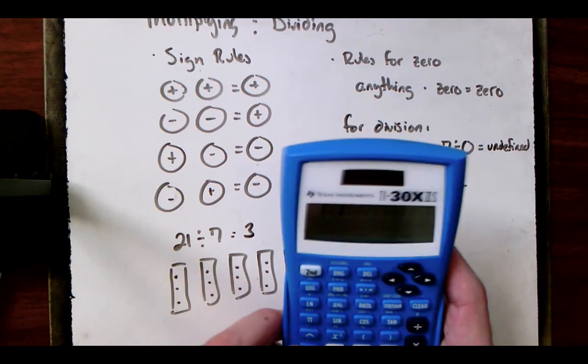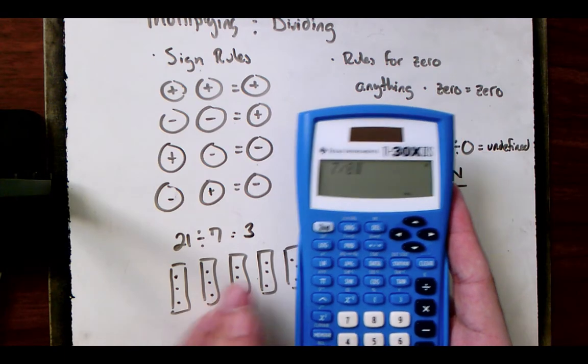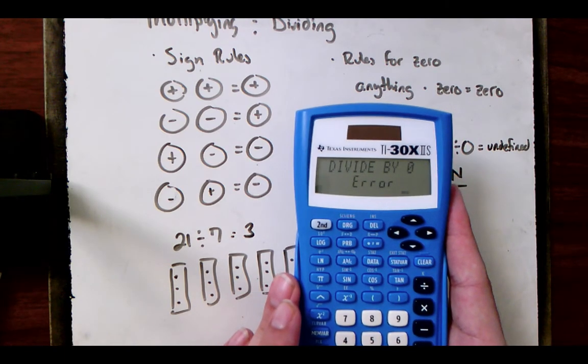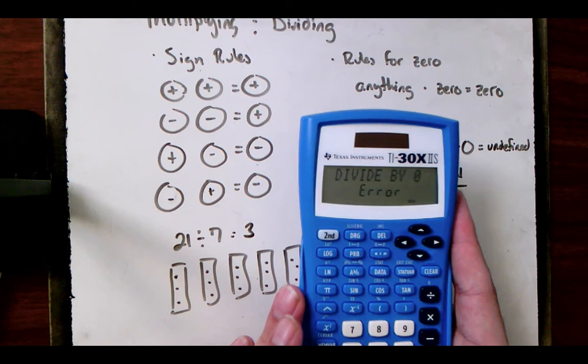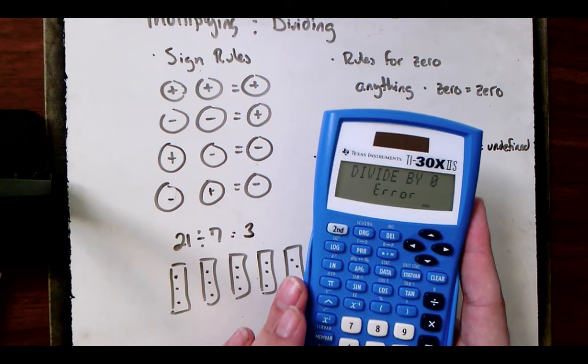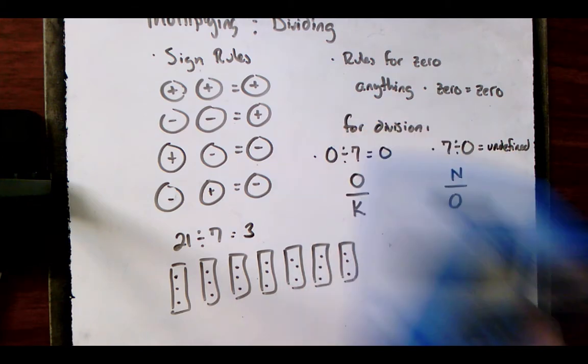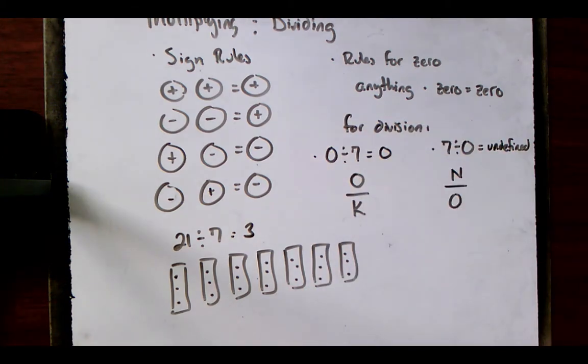When I flip it around, though, and I do 7 divided by 0, the calculator explodes. No, I'm just kidding. It doesn't explode, sadly. It just tells me that that can't be done. That's an error. So if you run into this issue while you're working on an exam or a quiz, for example, you would just tell me that it's undefined.